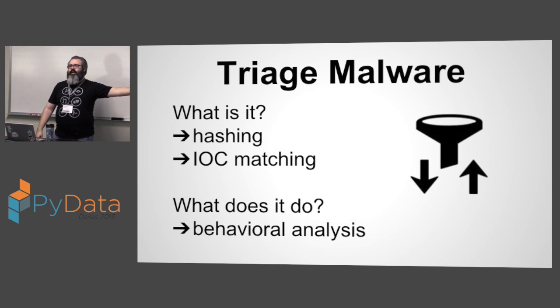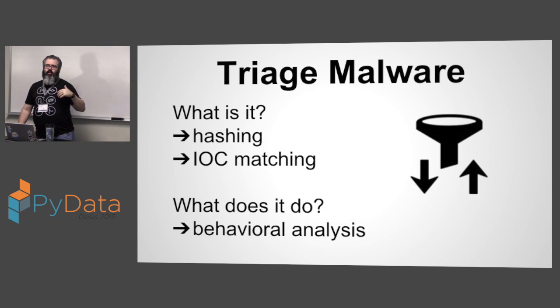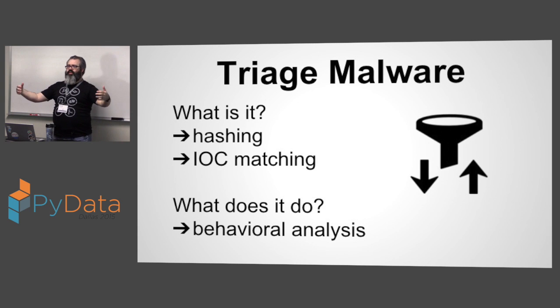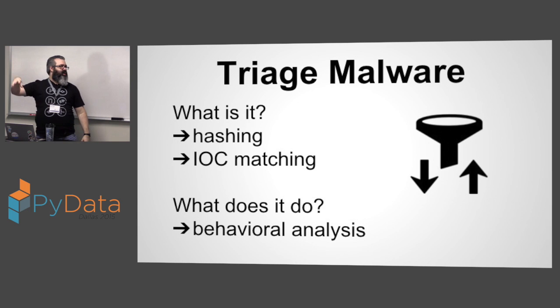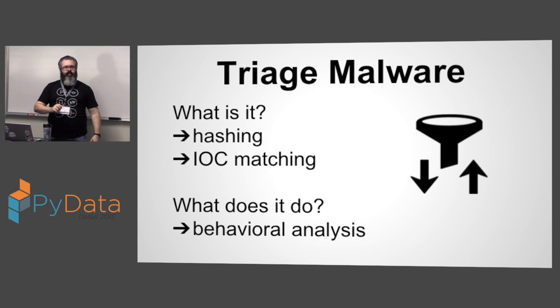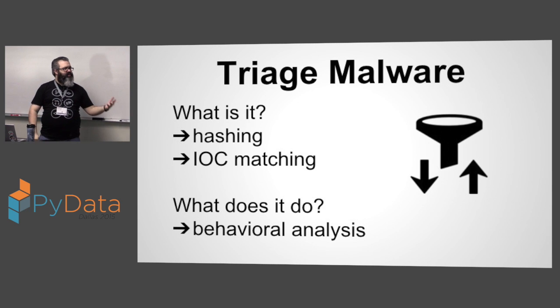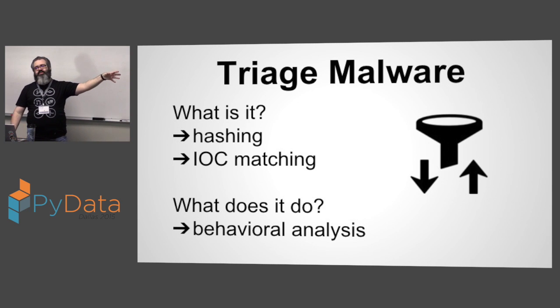But IOCs are indicators of compromise. So now you go past just what is in that file and what does it do on the system, either how it behaves or what sort of kernel artifacts you can find. What sorts of things does it do? How does it behave? What addresses does it connect to?